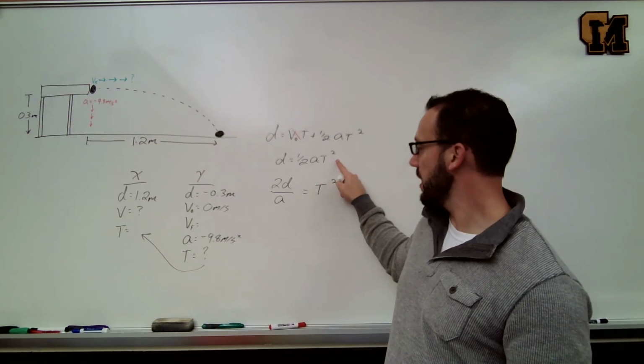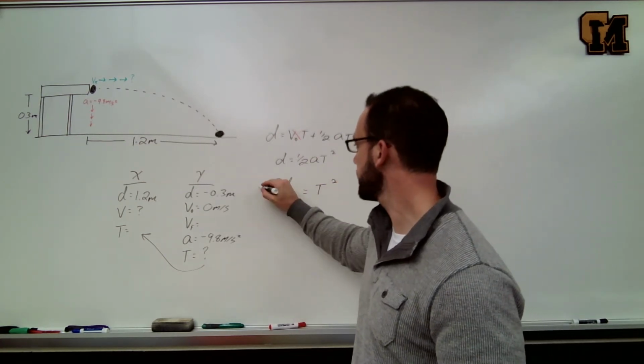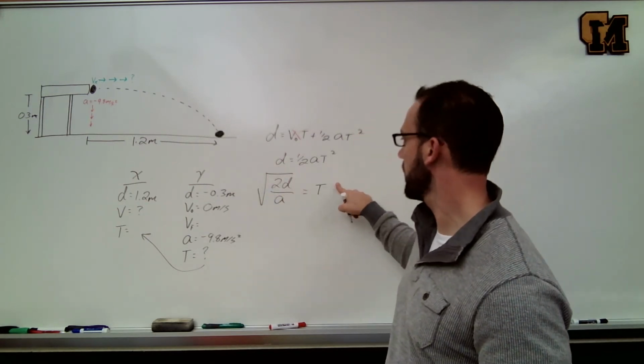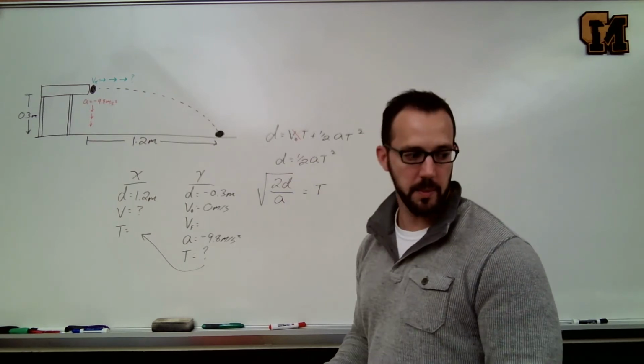But I don't want t squared. I got to get rid of that squared. So to get rid of a squared, you do the square root. Now everything is set up to solve for time, and that's what I'm going to do. I'm going to plug in my numbers.